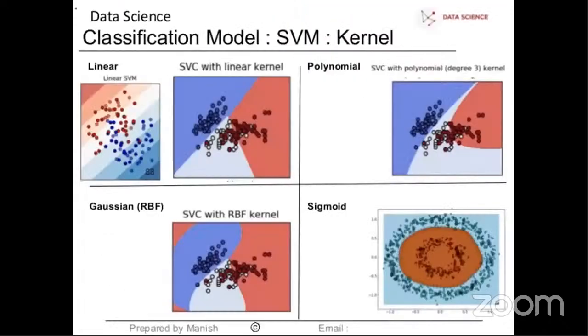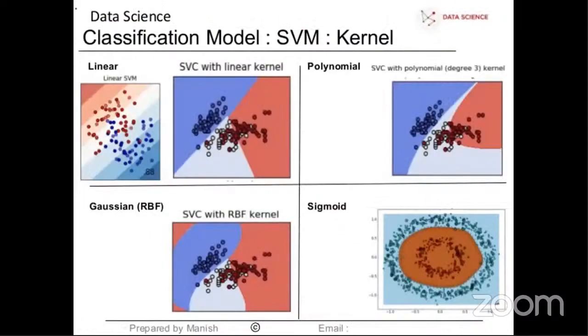Next, SVM. In SVM we get 4 types: linear, polynomial, Gaussian, and sigmoid. Generally we call it a kernel. The kernel type we have to mention. If you are not mentioning it, it works with the default one. In our code we mentioned SVC with the linear kernel. So generally the linear kernel concept was used.